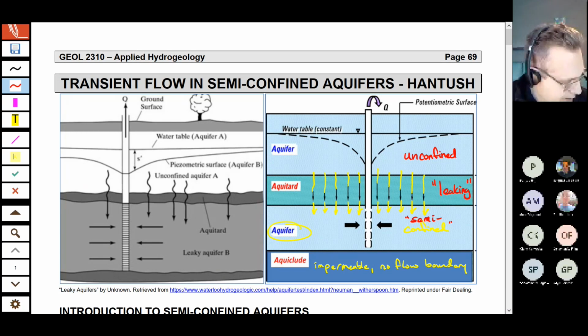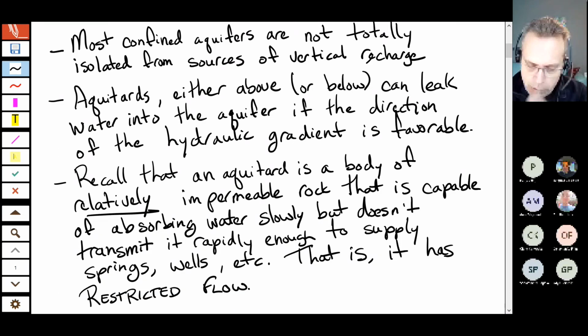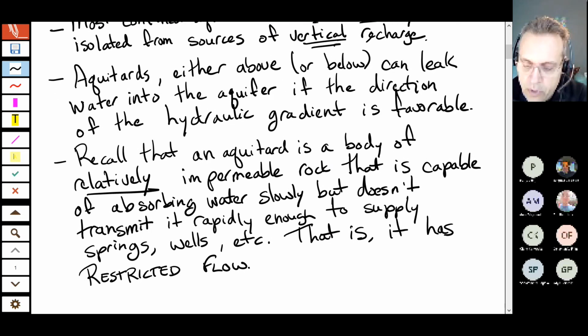So I'm just going to insert a page. I just want to write a couple of notes here. Most confined aquifers are not totally isolated from sources of vertical recharge. Again, we'll just focus on vertical. Aquitards, either above or below, can leak water into the aquifer if the direction of the hydraulic gradient is favorable. In that context, we'll just consider the aquitards on top of the confined aquifer, and we'll look again at that picture showing the aquiclude or bedrock below that confined aquifer.